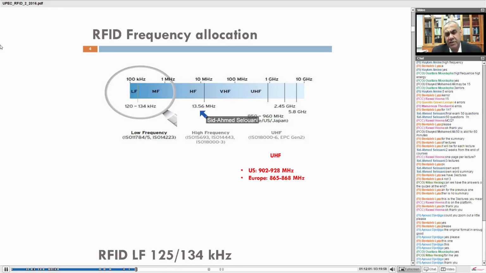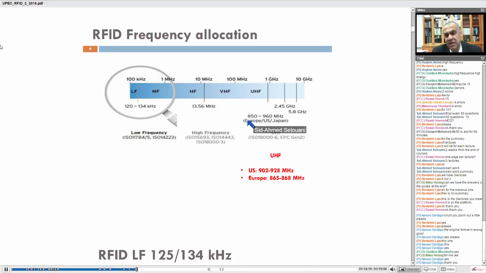And then you have the high frequency. You have RFID, which is working in high frequency. There is only one, it is 13.56 megahertz. Okay, so you increase the frequency.